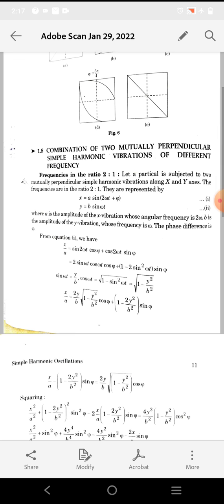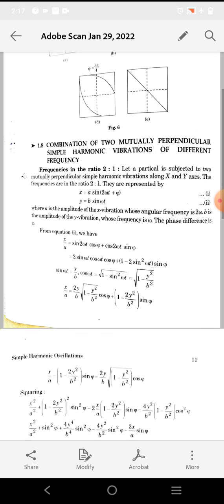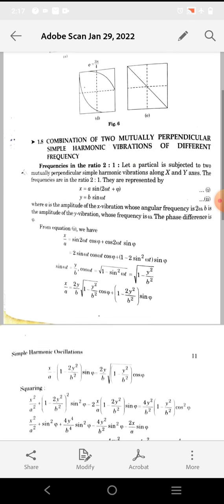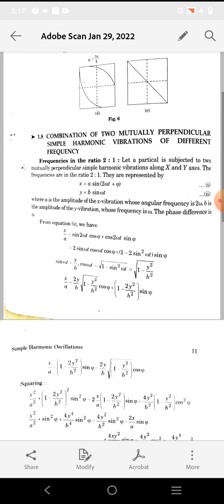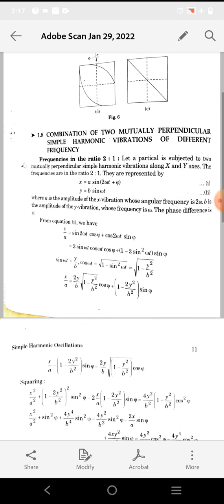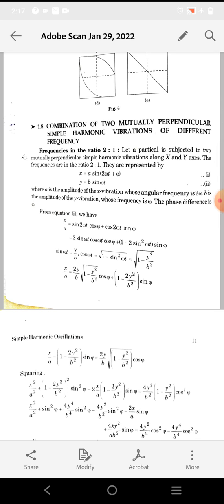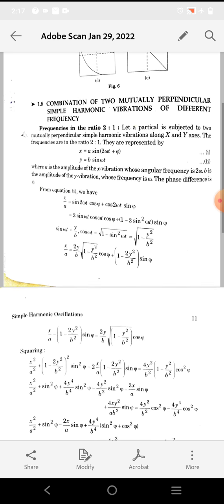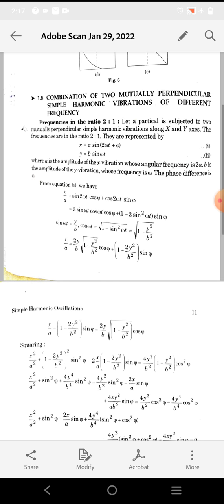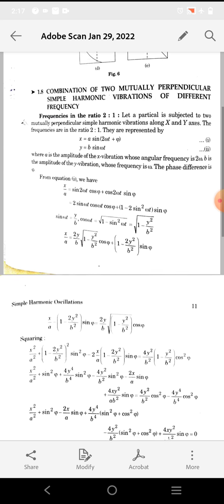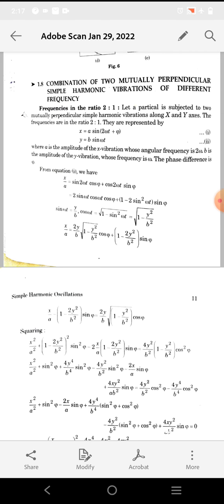Then the frequencies are in the ratio 2:1. They are represented by, in the x direction, x is equal to a sine of (2 omega t plus phi), and y is equal to b sine of omega t. There is no number written, which means 1, we put 1 there. Where a is the amplitude of the x vibration whose angular frequency is 2 omega, b is the amplitude of the y vibration whose frequency is omega. The phase difference is phi.